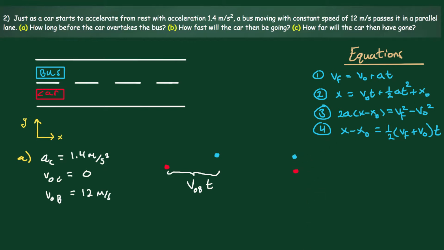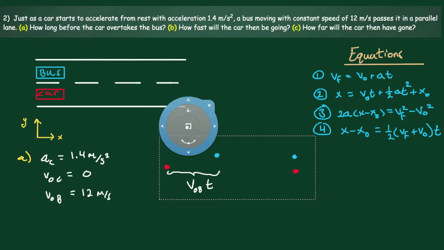So when this happens, the distance that the car would have traveled and the distance that the bus would have traveled with respect to their starting distance is going to be the same. So the way we can represent this mathematically, let me move this up a little bit.